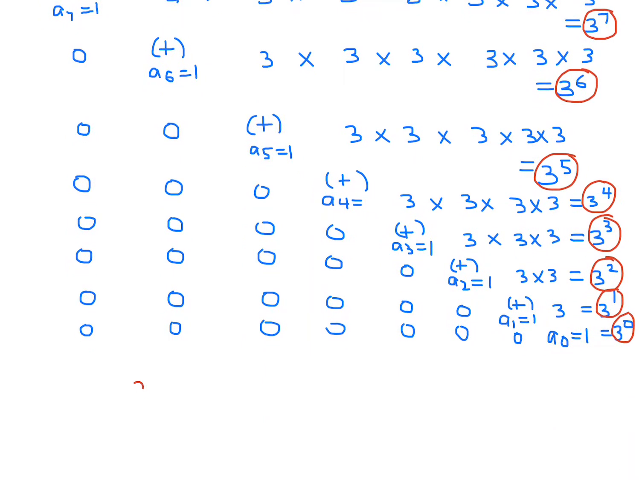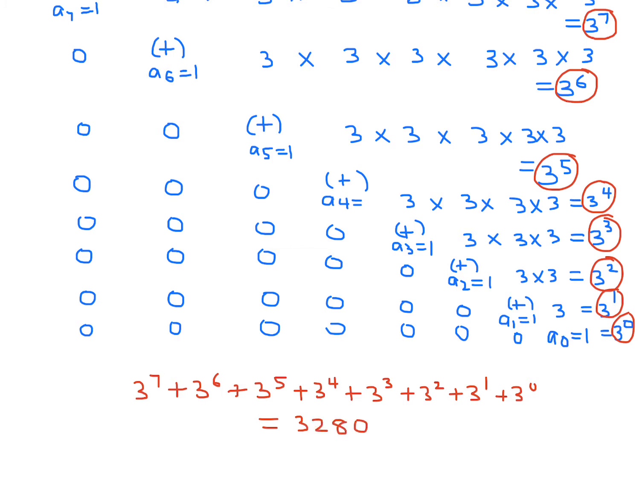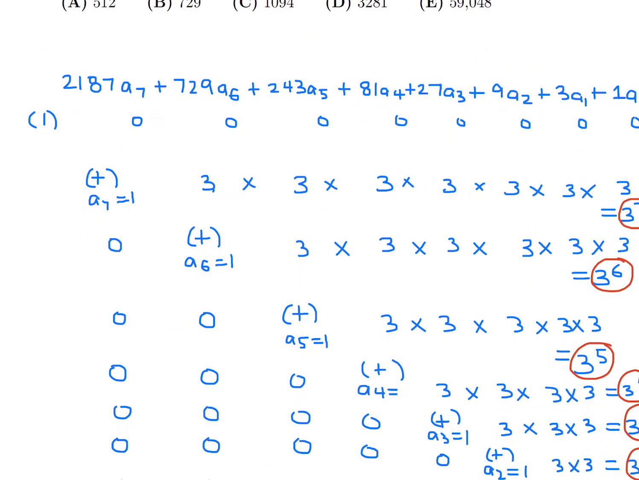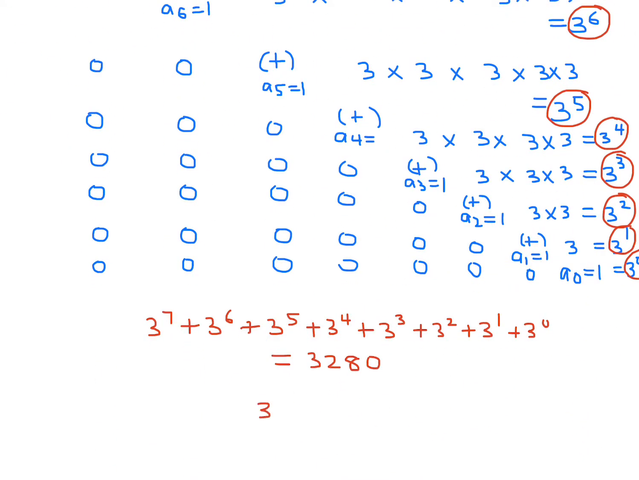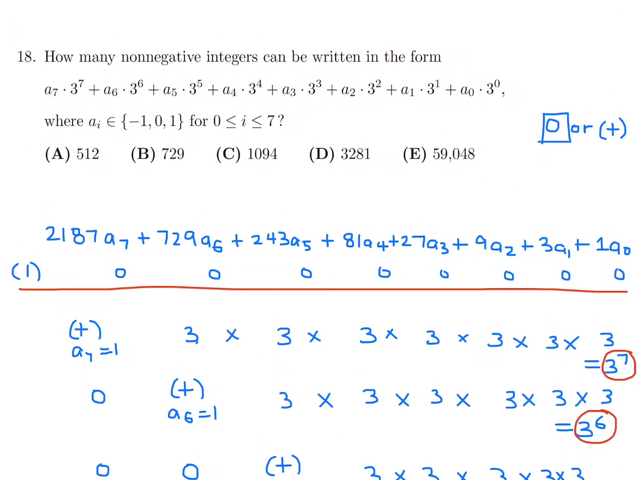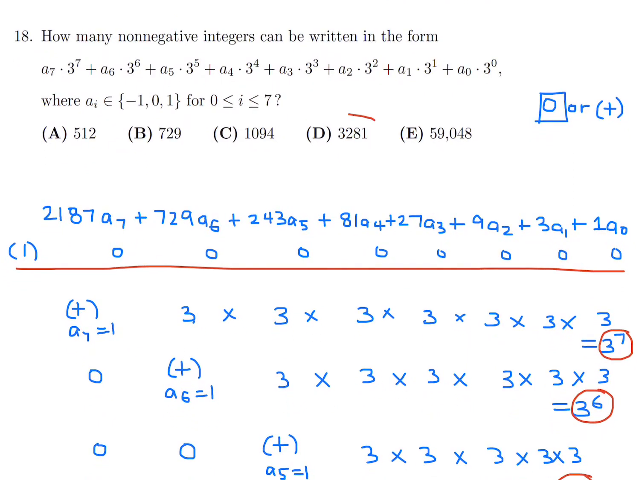And when you add up all those guys, 3 to the 7 plus 3 to the 6th plus 3 to the 5 plus 3 to the 4 plus 3 to the 3 plus 3 to the 2 plus 3 to the 1 plus 3 to the 0, when you do that math, you get 3280. And remember, at the very beginning, we had a scenario when there were all zeros, and that had given me one scenario, and I've got to add that to the 3280. And therefore, the grand total is 3281. And 3281 is choice D for number 18.